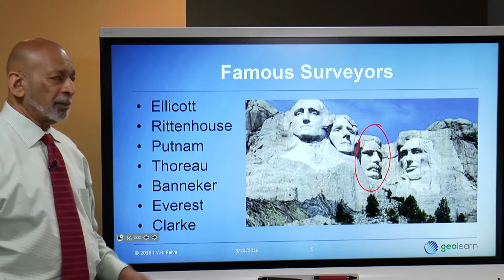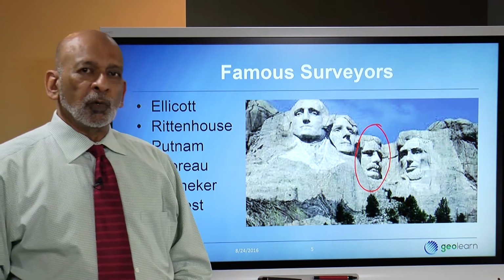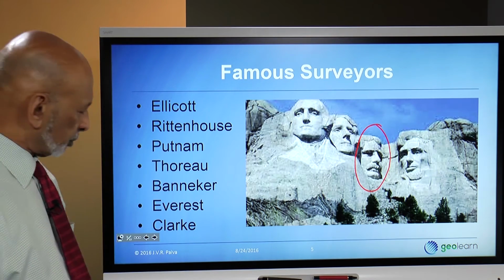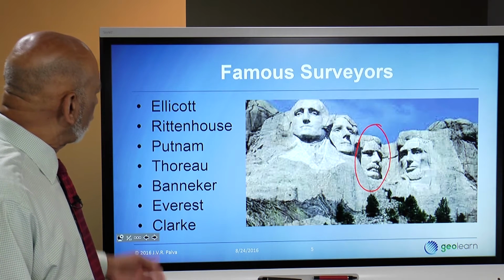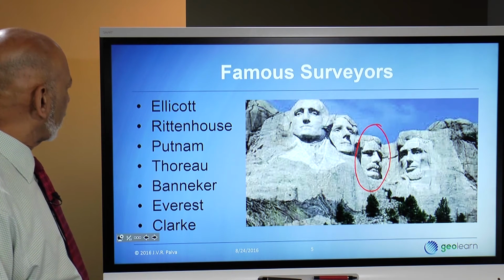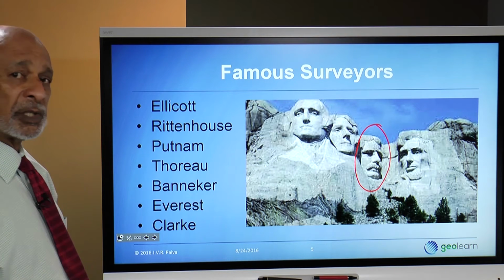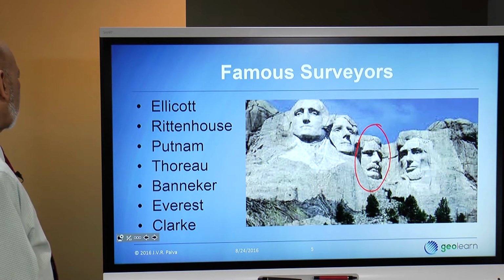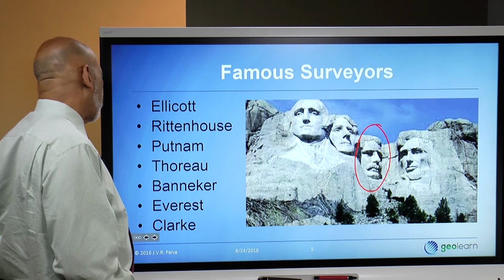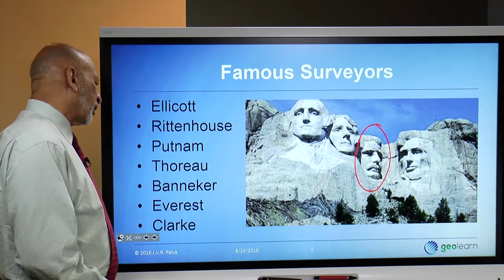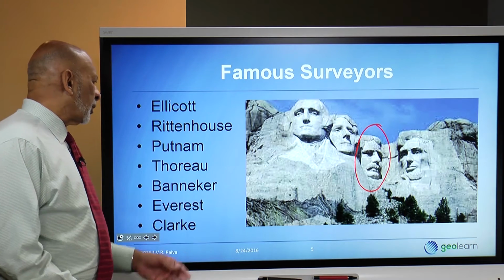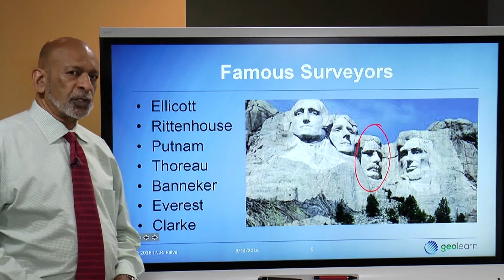But there's even people like Thoreau, who are famous for the literature that they wrote, who was also a surveyor, and you can read some of his exploits as a surveyor if you go search online for some of his books on the subject, or some of his articles at least. Benjamin Banneker was actually an associate of Ellicott's.